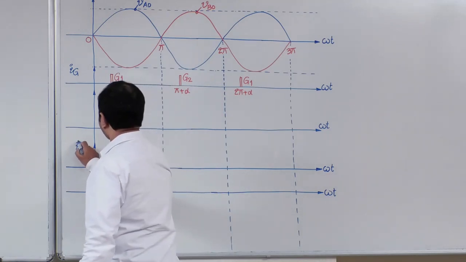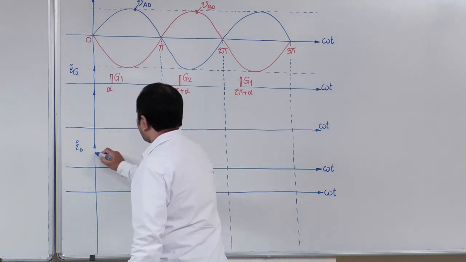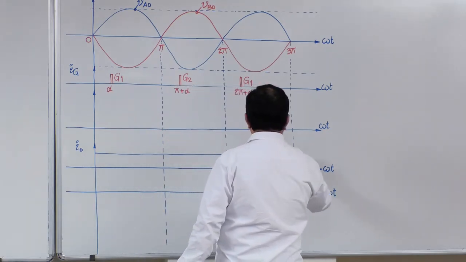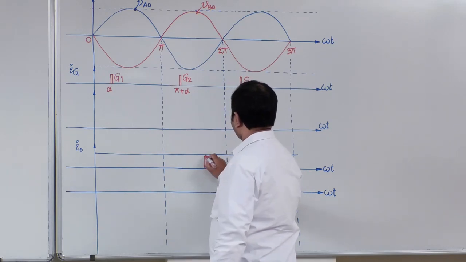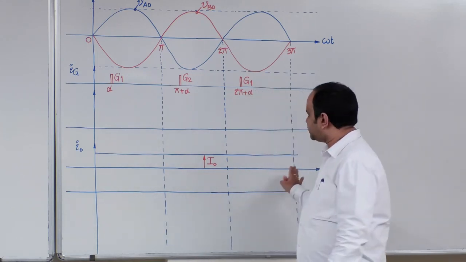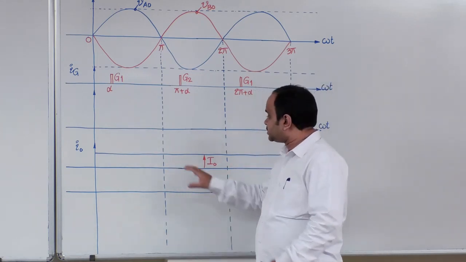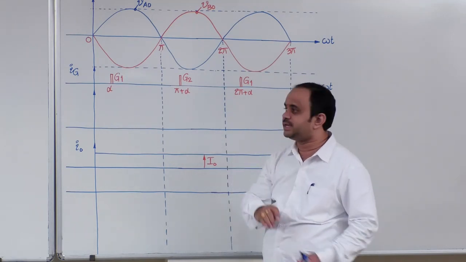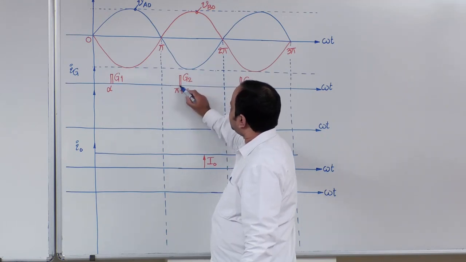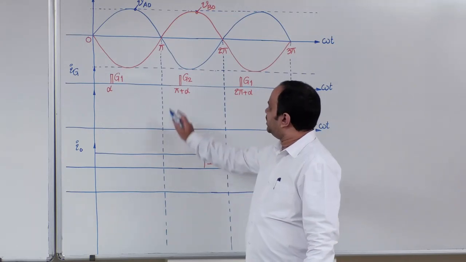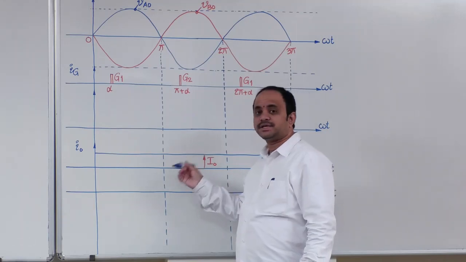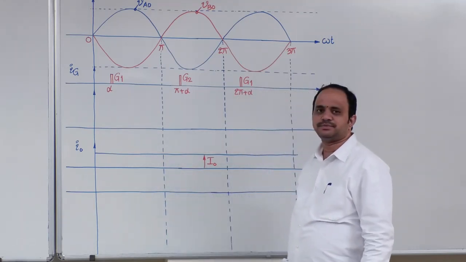So under these assumptions, I can simply draw the output current as a constant magnitude of capital I0. Because of that heavy inductive load property, if T1 stopped conduction at pi and T2 started after pi plus alpha, between pi and pi plus alpha there would be no conduction. But in the case of a heavy inductive load, such a scenario is not possible.